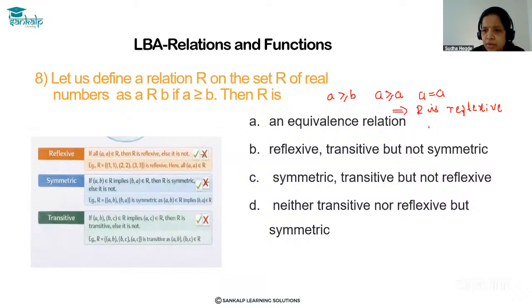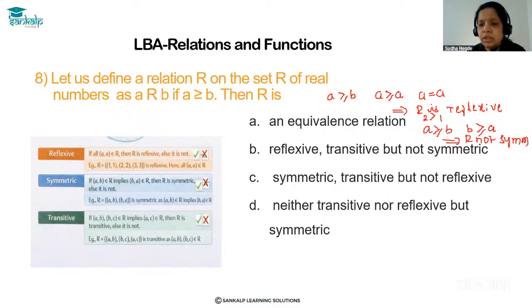Now, if a is greater than or equal to b, can b be greater than a? Suppose 2 is greater than 1, then can 1 be greater than 2? Not possible. Therefore, this implies R is not symmetric. R is not symmetric. Okay?